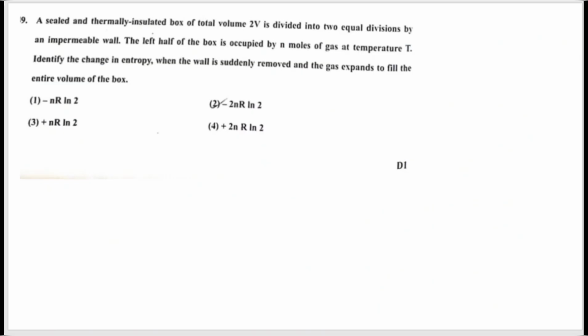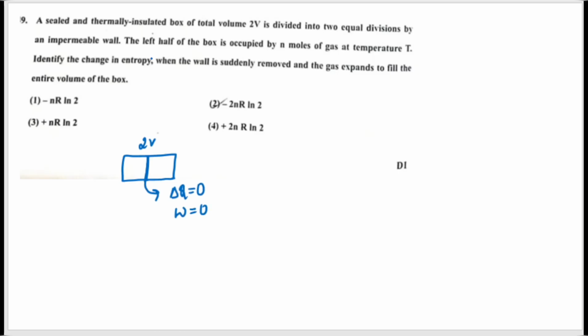What do we have in this question? A sealed and thermally insulated box. Let us consider a box which is thermally insulated, of a total volume 2v, divided into two equal parts by an impermeable wall. This impermeable wall means there is no heat exchange. Heat exchange means delta q which is equal to 0. If delta q is equal to 0 means the work done will be 0, right?